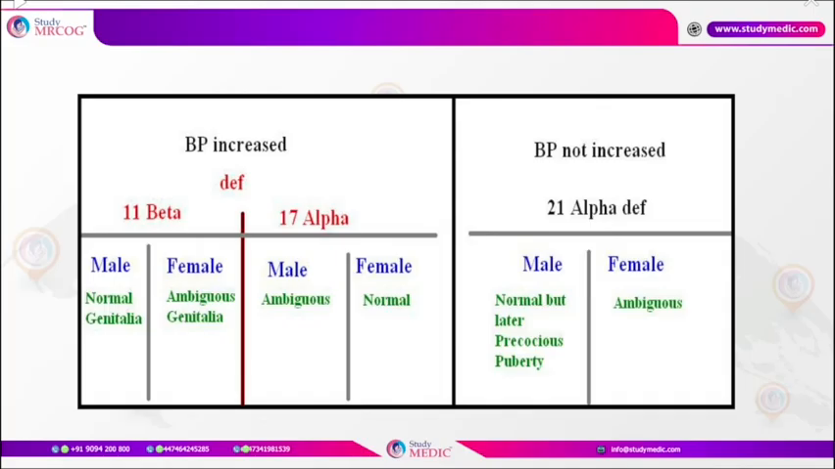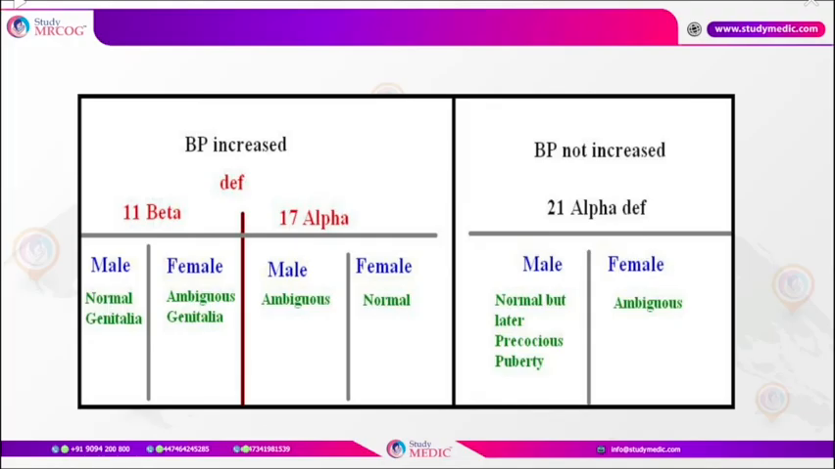In 11 beta and 17 alpha hydroxylase deficiency, we know that the aldosterone level is at the highest end, and that's the reason the blood pressure will increase. But in 11 beta hydroxylase, there is an increase in androgen level. For male it will be normal genitalia, but for female it will be ambiguous genitalia.